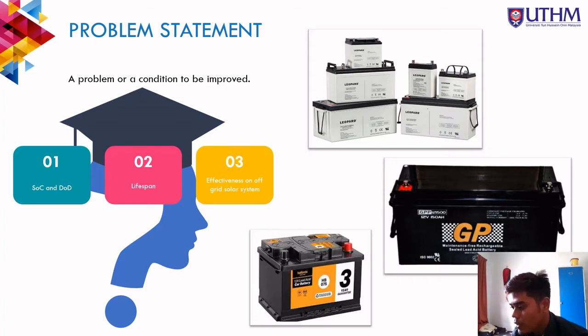Okay, the second problem statement is the lifespan. Lead acid batteries life expectancy can range from 3 to 4 years, depending on the load. It is because after charging, lead acid batteries need to be cooled down since the charging process generates lots of heat. So the last problem statement is the effectiveness on the solar system. So lead acid batteries are less effective charging batteries than other solar batteries. One of the causes of lack of effectiveness is the internal corrosion, sulfation, and loss of electrolyte.